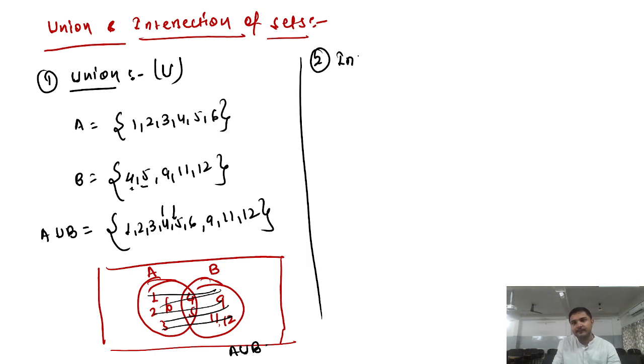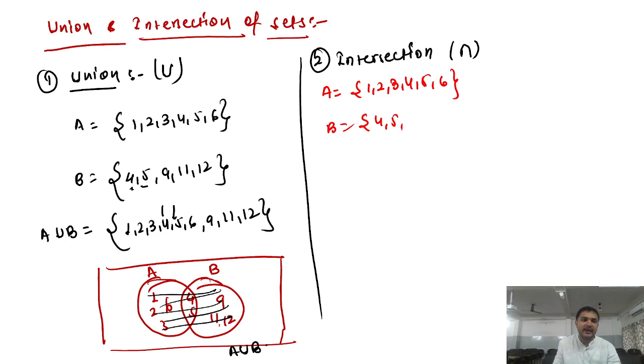Intersection, everyone try and understand. Look, for intersection we will use the symbol of an inverted U. Now what is it? The same sets, let's say A is equal to 1 2 3 4 5 6, right? B is equal to 4 5 9 11 12. Now if I'm talking about A intersection B, it will represent the common elements of A and B, or the common part of A and B. What is the common part of A and B, which are in both? That is 4 and 5. This is A intersection B.